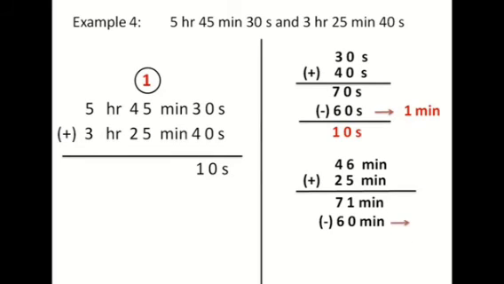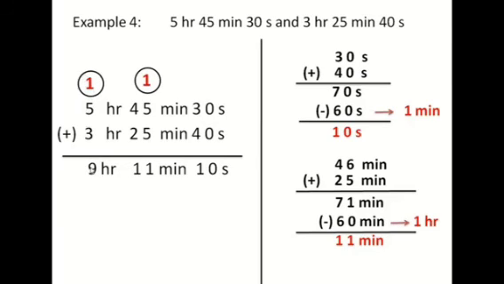You know 60 minutes means 1 hour. So the difference here is 11 minutes. This 1 hour will be carried over to the column of hours and we will write the 11 minutes down in the minutes column. Now we will add the hours. So 5 plus 3 plus 1 gives you 9 hours. So it is 9 hours, 11 minutes, 10 seconds.